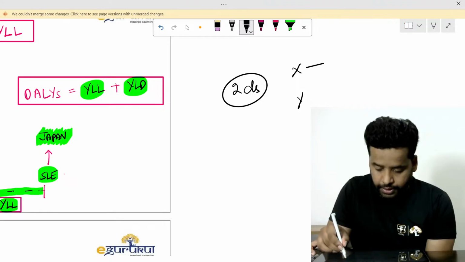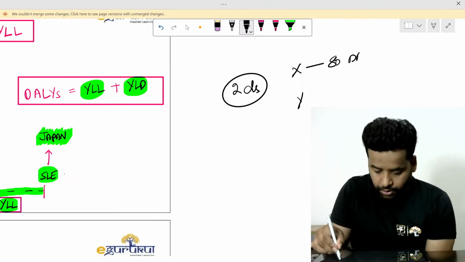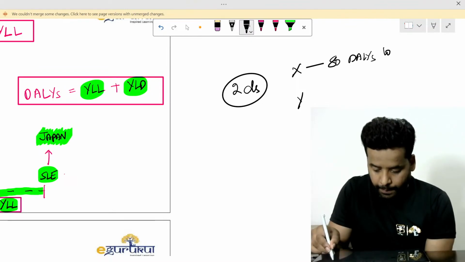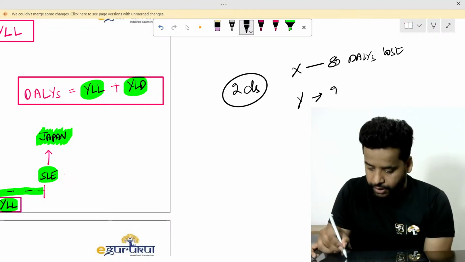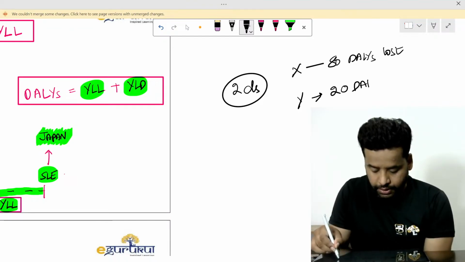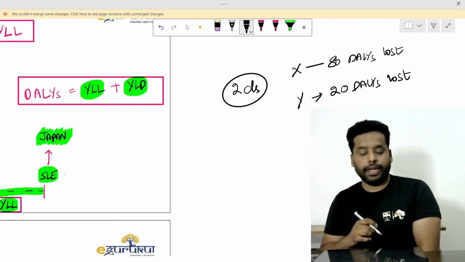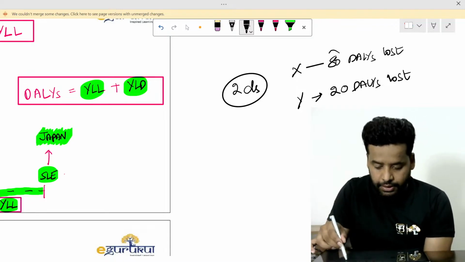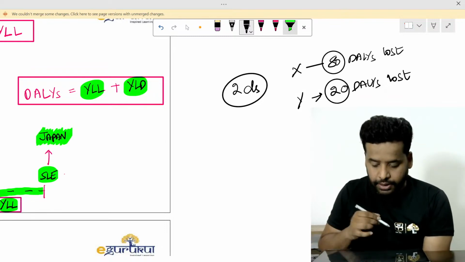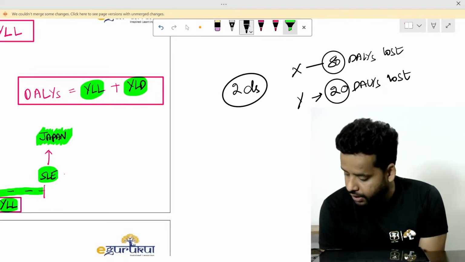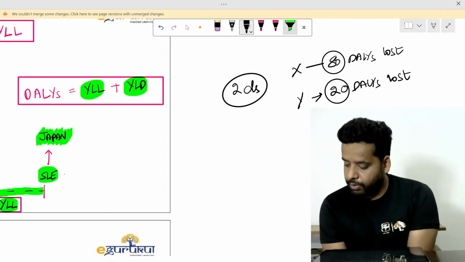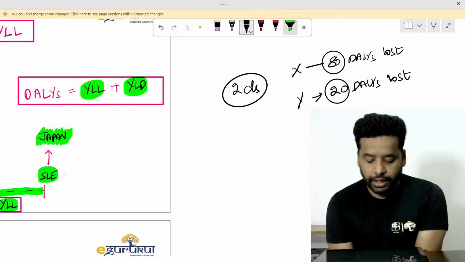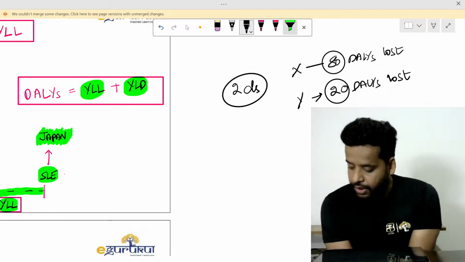Because of X, 80 DALYs lost. Because of Y, 20 DALYs lost. See the words properly. If I am asking a question like this, which is having more burden comparatively? Answer my question. Which is having more burden comparatively, 80 or 20? So what is your answer?